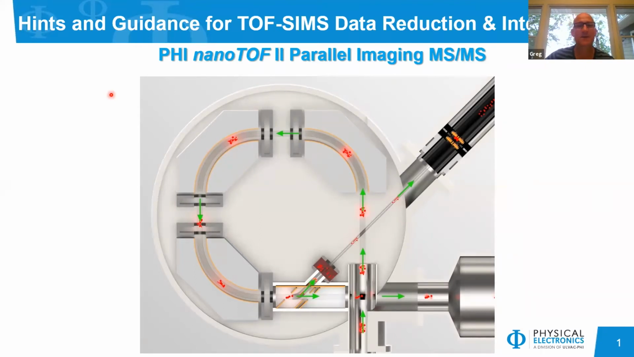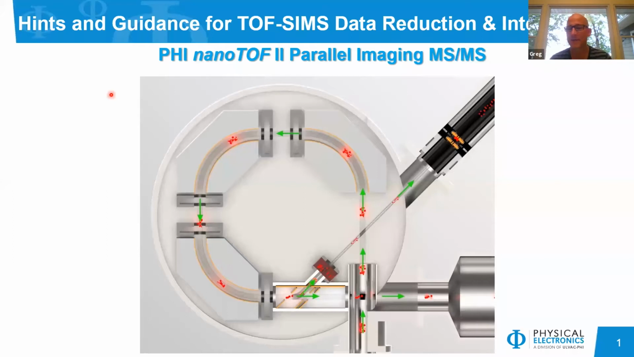As Gio mentioned, I'll be talking about helpful hints and guidance for TOF-SIMS data reduction and interpretation. Many of you are new users of TOF-SIMS, and some of you are more seasoned users. I think these helpful hints and guidance will be quite helpful for those of you that are new, and for those of you that are more experienced, they might be good reminders of things that maybe you've forgotten.